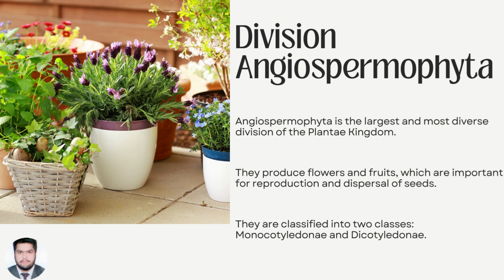Division Angiospermophyta. Angiospermophyta is the largest and most diverse division of the plant kingdom. They produce flowers and fruits, which are important for reproduction and dispersal of seeds. They are classified into two classes, monocotyledonae and dicotyledonae.